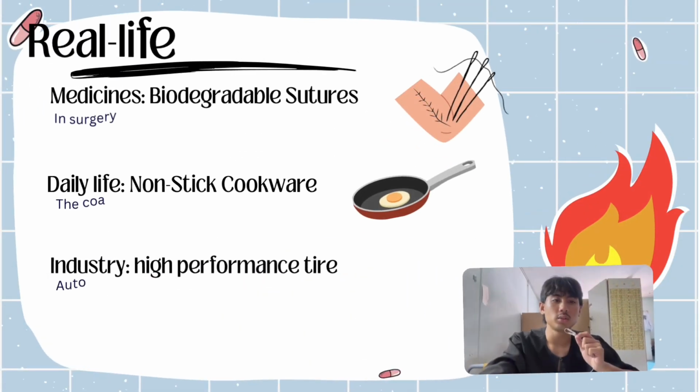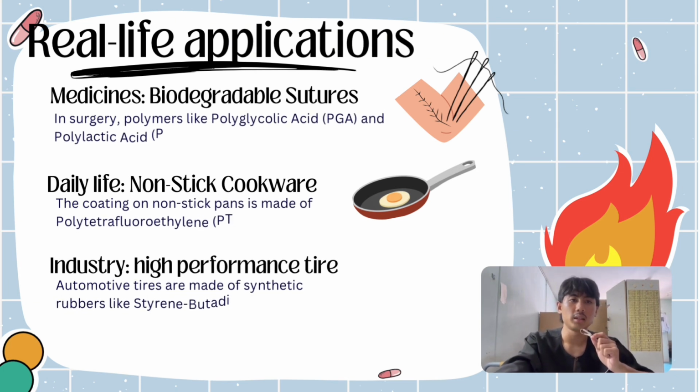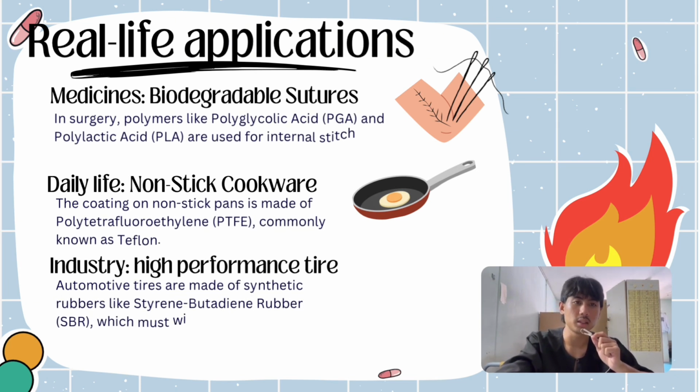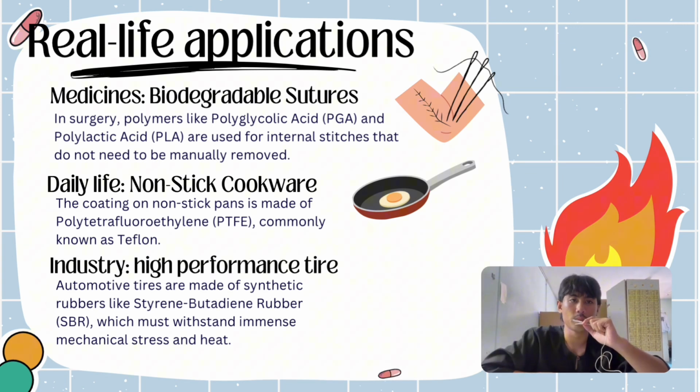Okay, so now let's continue to the real life application of the synthetic polymers. So the first one we have the medicine and daily life and also the industry. So for the medicine we have the biodegradable structure that is being used in surgery. Polymers like polyglycolic acid and also polylactic acid are used for internal stitches that do not need to be manually removed. Okay, so the chemistry concept behind this biodegradable structure is hydrolysis and also the ester linkage.